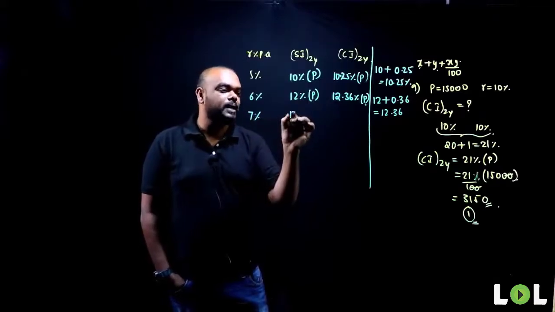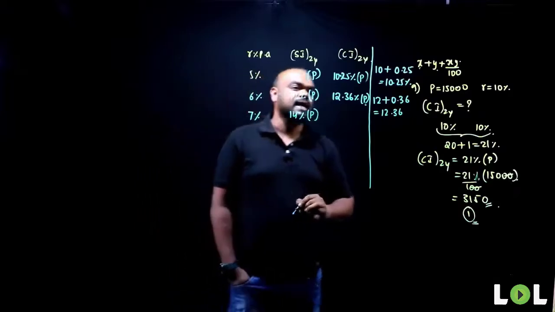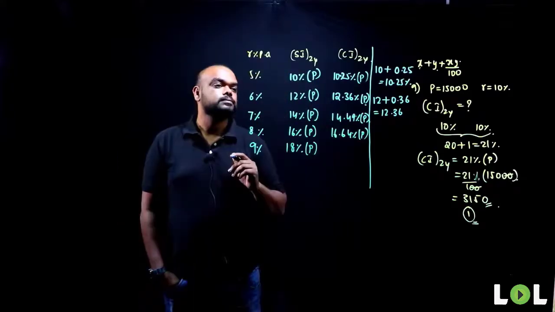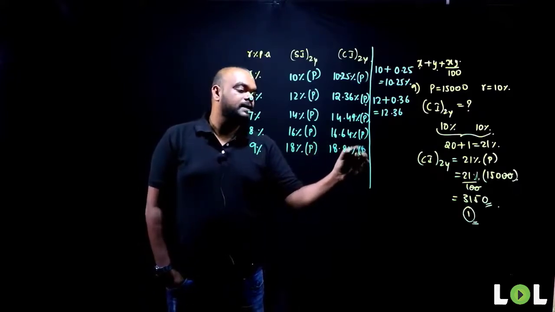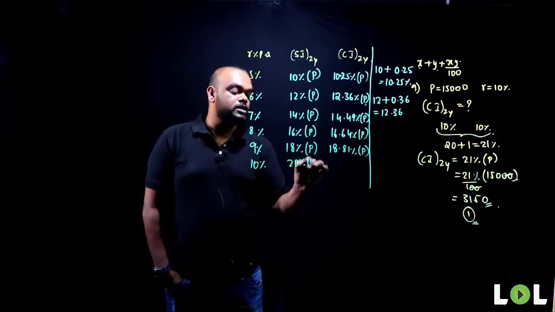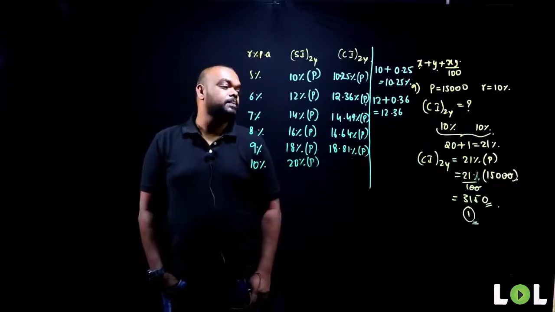7% per annum simple interest will be 14% of principal. Tell me directly. Compound interest for 2 years. 18.81% of principal. Tell me for 10%. This will be 20% of principal. Compound interest for 10%. Interest for 10% for 2 years.